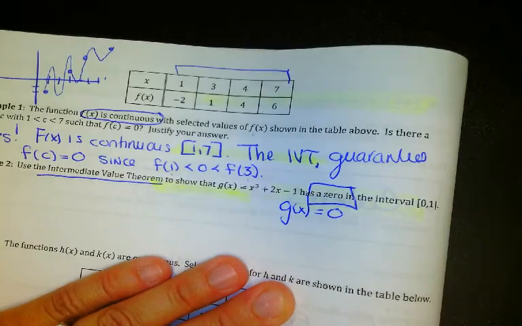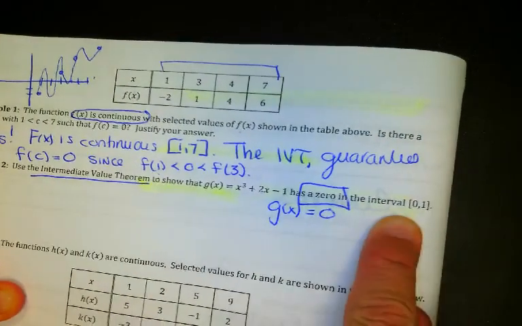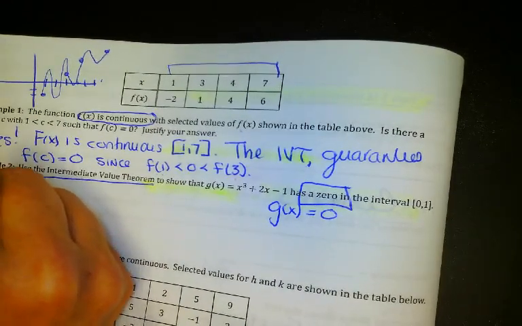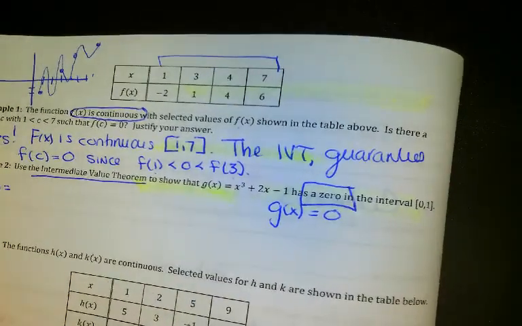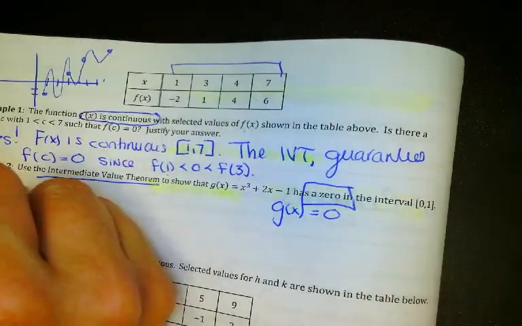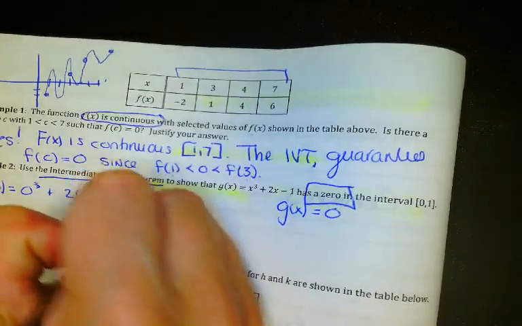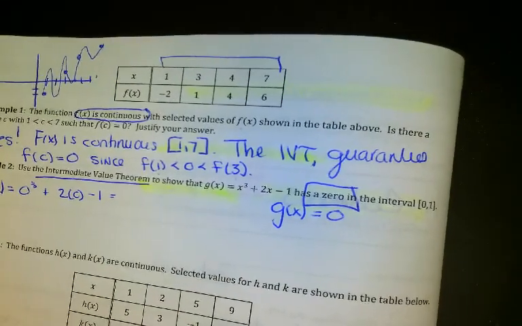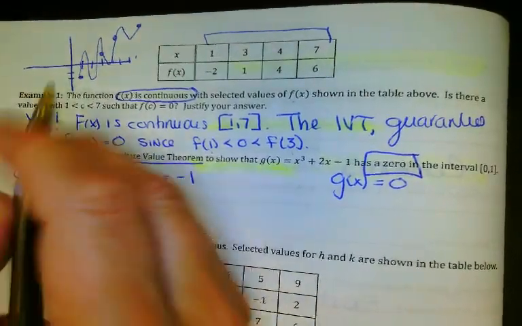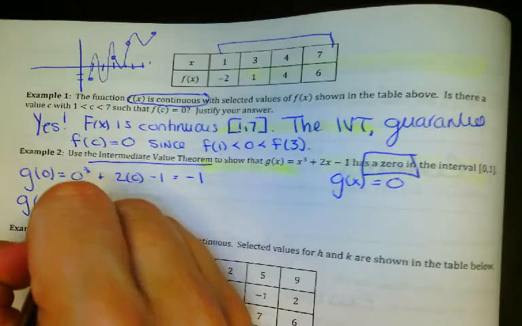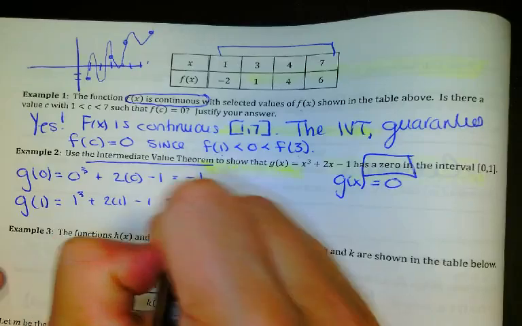Okay. So I've got to find some points basically, and they're telling me to look between 0 and 1. So let's figure out what g of 0 is. I'm just going to substitute in 0. So I've got 0 cubed plus 2 times 0 minus 1. So g of 0 is just going to be -1. And then I need g of 1. 1 cubed plus 2 times 1 minus 1. That should get me 2.